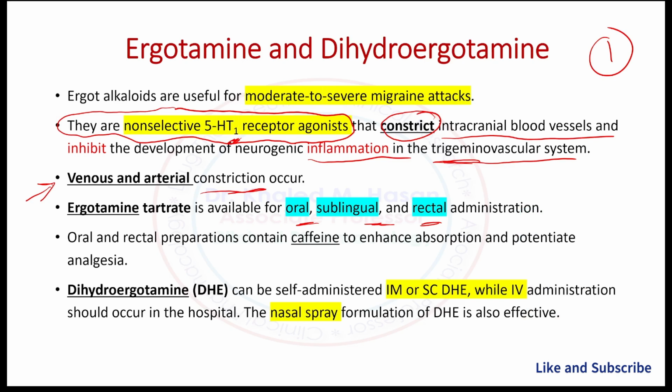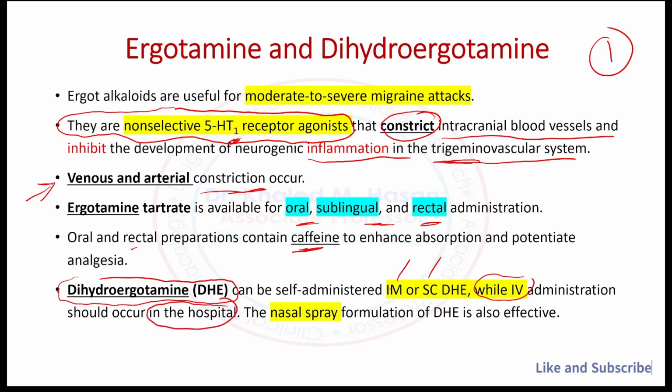Okay, another type of ergotamine. So ergotamine oral or rectal, and could be combined with caffeine. We have another form of ergotamine called dihydroergotamine. Dihydroergotamine is available for intramuscular, sublingual, IV could be prescribed, but this one should be in the hospital.